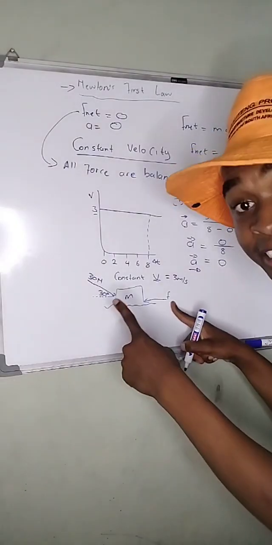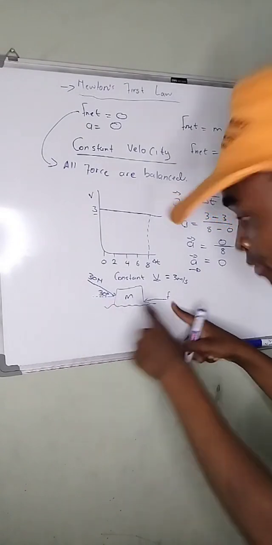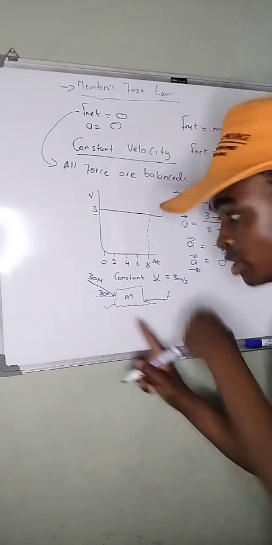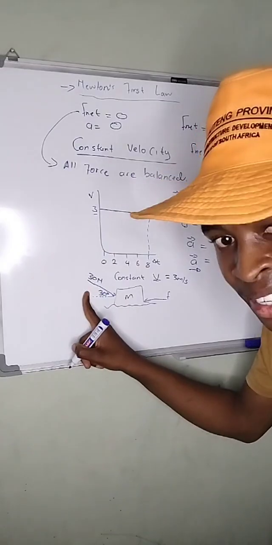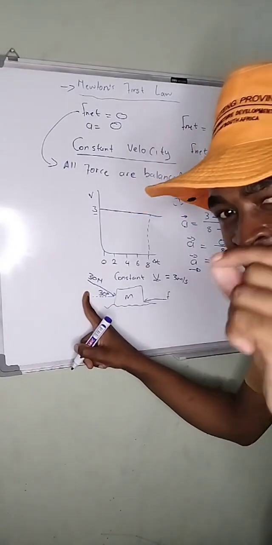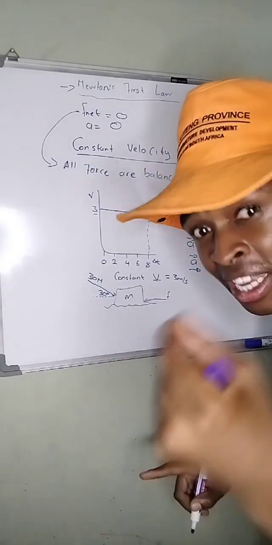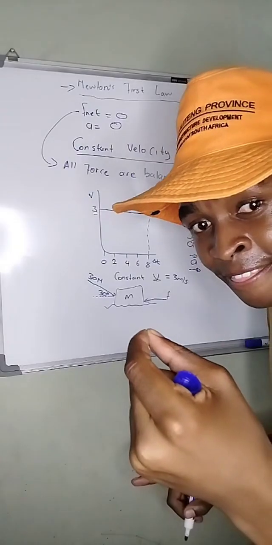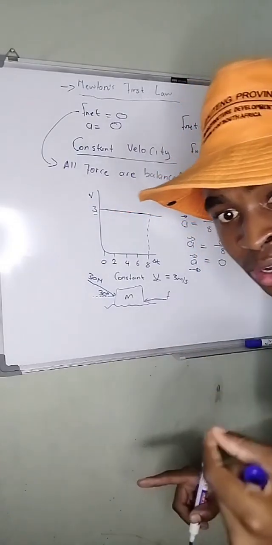Is it going to be 30? Yes or no? The value of the friction that we are going to have there, is it going to be 30? Why is it not 30?